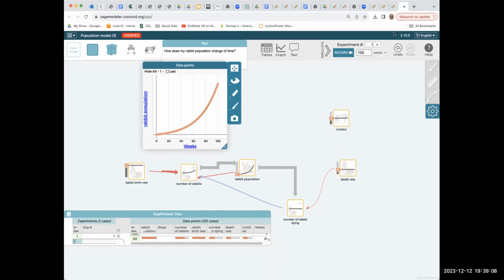Now I'm going to advance it one experiment. I'm going to increase my death rate higher than it was before. And I'm going to record new data. And if I click on 2, I didn't change it enough. Okay, so it's pretty similar. So I'm going to just advance this one more time. 3, I'm going to increase my death rate higher.